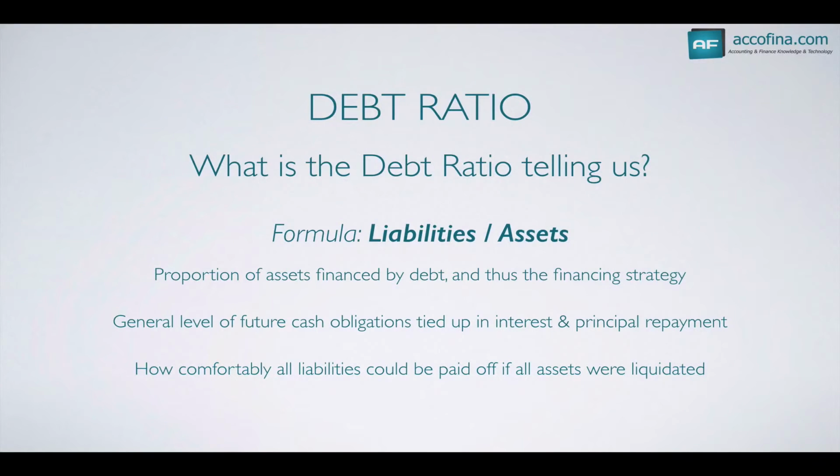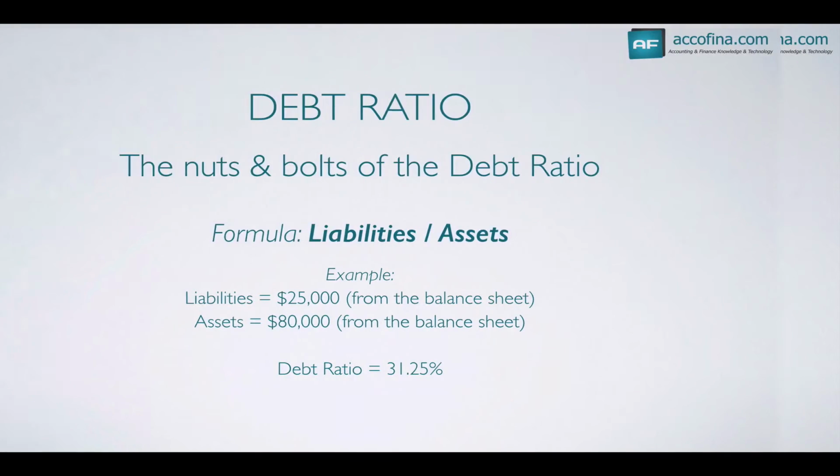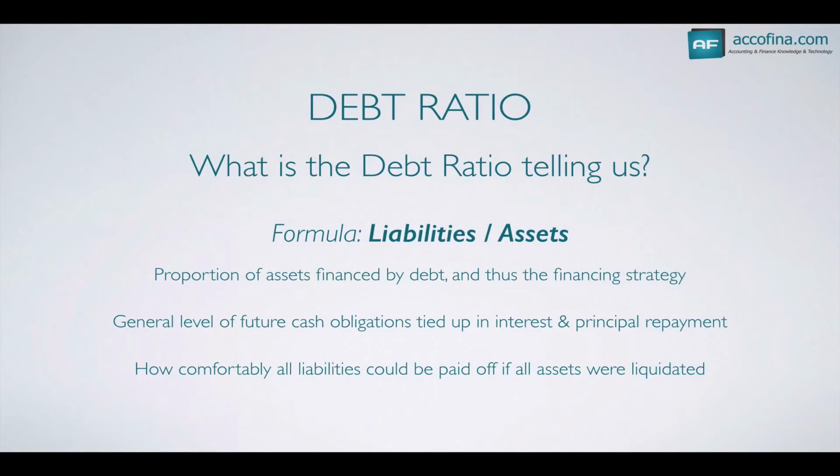So what is the debt ratio telling us? It's telling us the proportion of assets that are financed by debt. In our case, it was 31.25. So it's the proportion of assets financed by debt. And that allows you to assess the financing strategy of your business. So whether they're funding most of the assets, either through debt itself or long-term liabilities, or whether they're financing the business through equity and retained earnings.